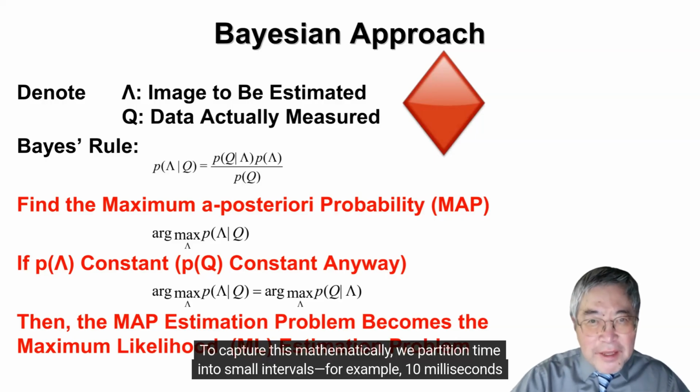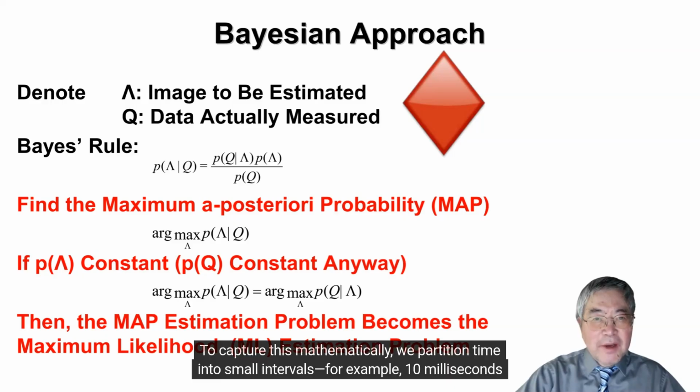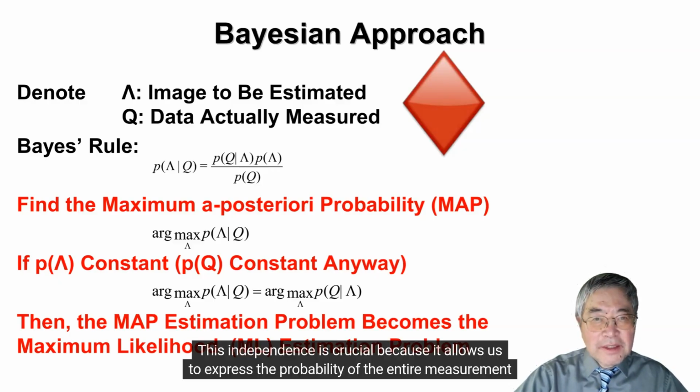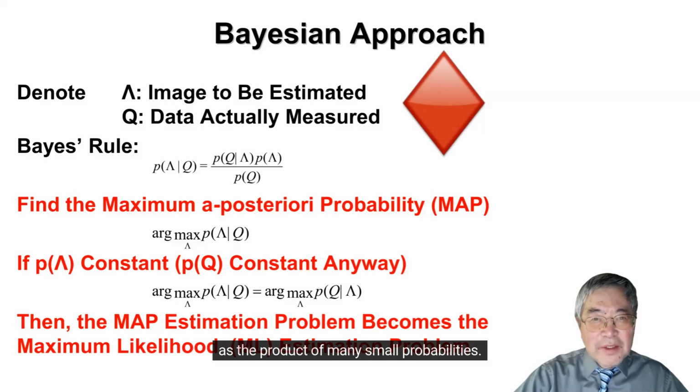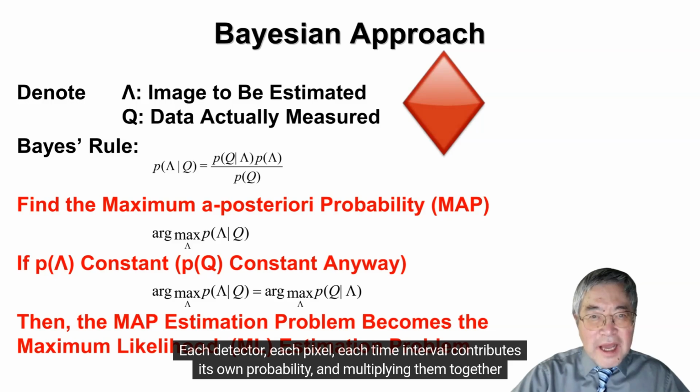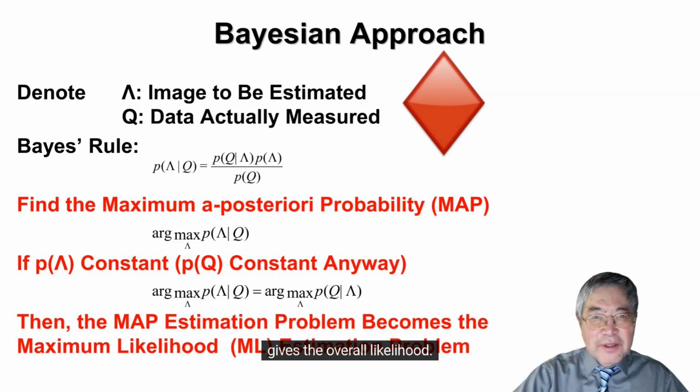To capture this mathematically, we partition time into small intervals, for example, 10 milliseconds each. One interval, the next interval, and another further away all behave independently. This independence is crucial because it allows us to express the probability of the entire measurement as the product of many small probabilities. Each detector, each pixel, each time interval contributes its own probability, and multiplying them together gives the overall likelihood. This setup naturally leads to probabilistic modeling.